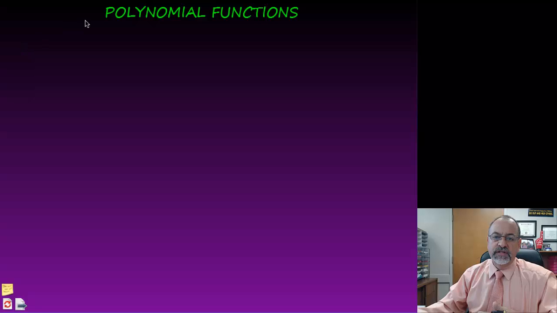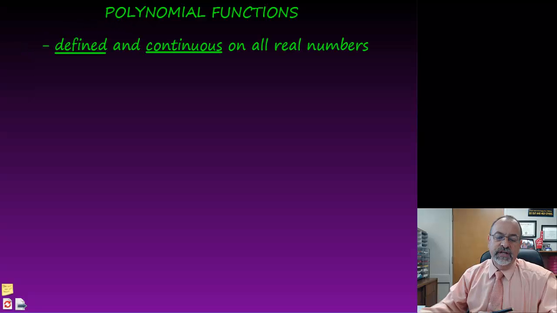Polynomial functions, a definition is that they are defined and continuous on all real numbers. So defined means there are no restrictions on their domain, and continuous means you can draw it without picking up your writing device. So there are no restrictions in the domain, and in the range, excuse me. So we're looking at all real numbers. Any function that creates a restriction in the domain is not a polynomial function.